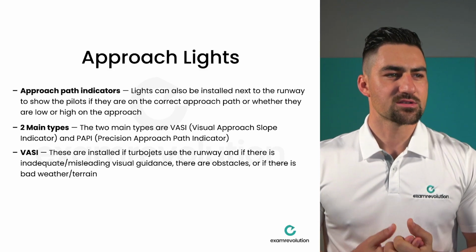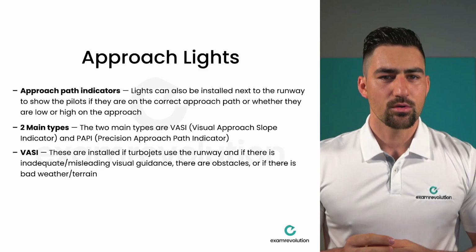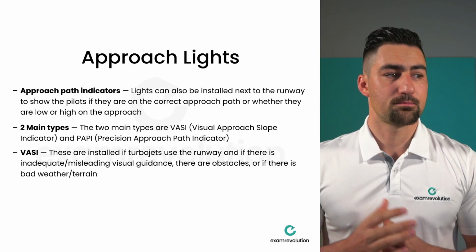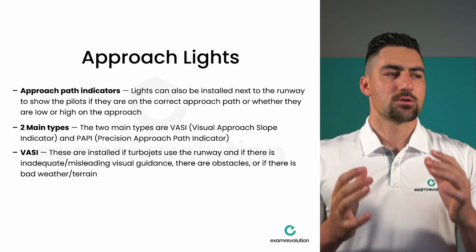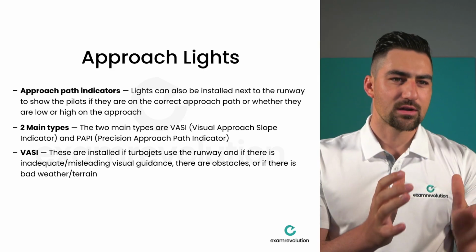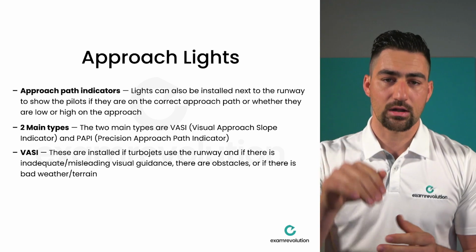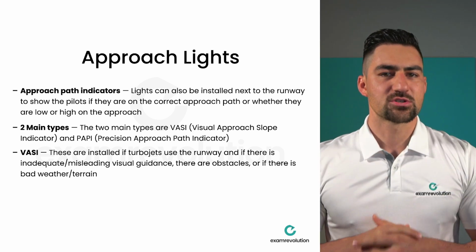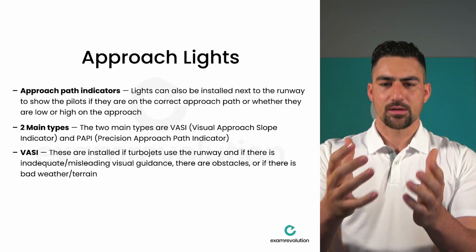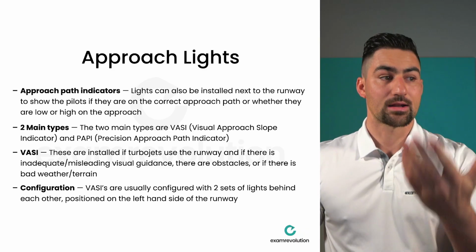If you look at a VASI, these are installed if turbojets use the runway and if there is inadequate or misleading visual guidance, if there are obstacles, or if there is bad weather or terrain. So if a runway is used by turbojet aircraft and they don't feel like the pilots would be able to line themselves up correctly vertically, or on the glide with the runway, then they will install VASIs, which is a visual approach slope indicator, which helps the pilot to look at these lights and to make sure that they're on the correct approach or on the correct glide.